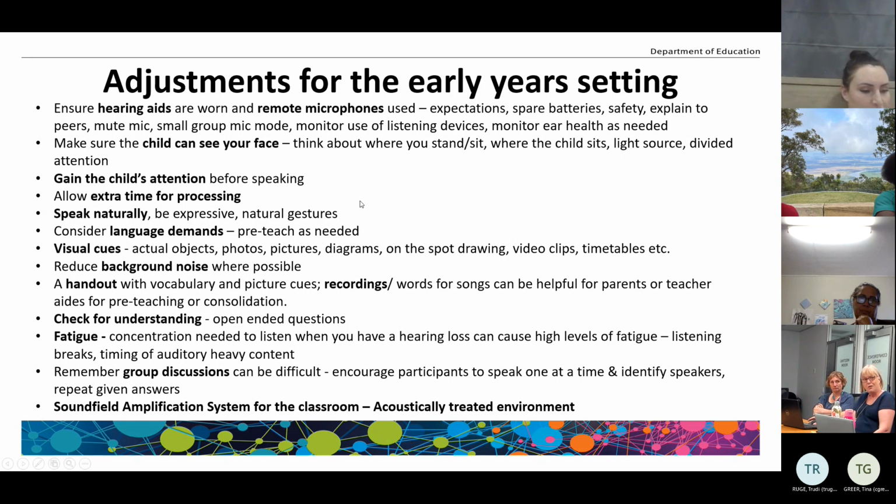And remembering that group conversations can be difficult. By the time they focus, oh, it's Fiona talking now, and now someone else is talking, they've missed half of what's said. So encouraging kids to speak one at a time, identifying who's speaking, repeating the answers. And if you have a sound field amplification system, which is a speaker and the teacher has one of those remote microphones in your classroom, then use it, because they are fabulous.